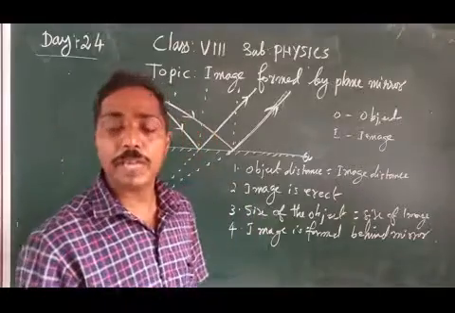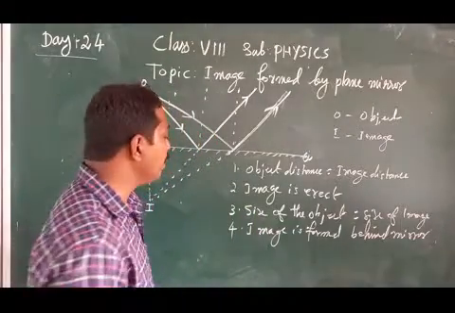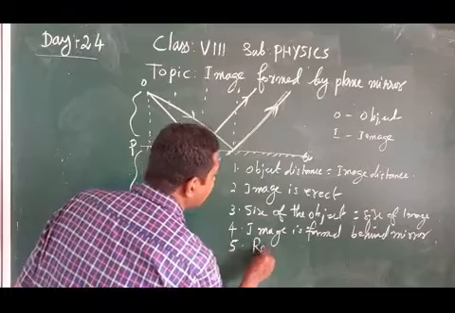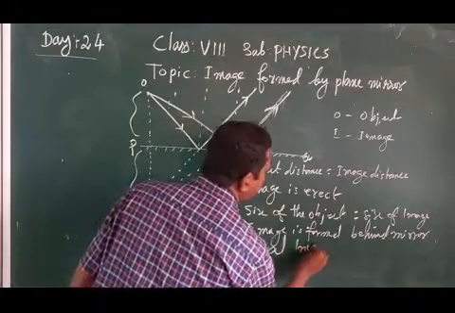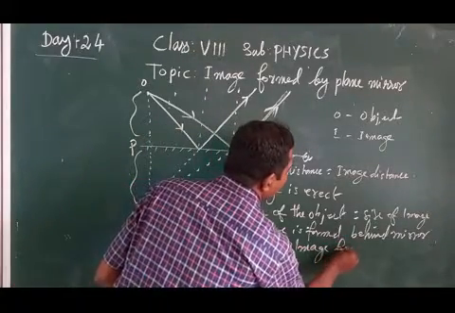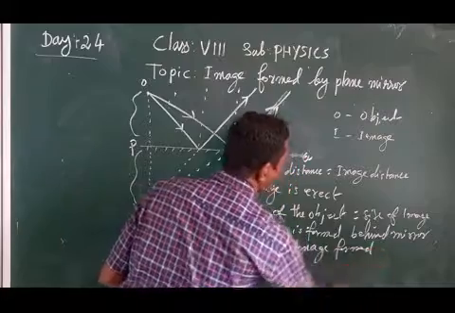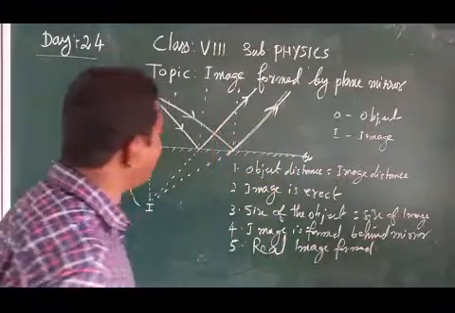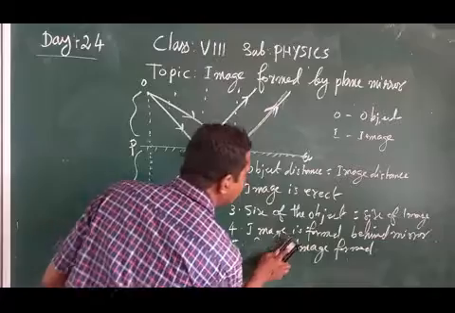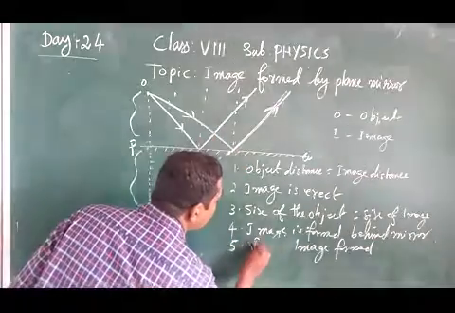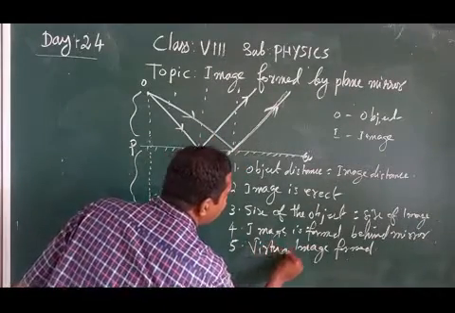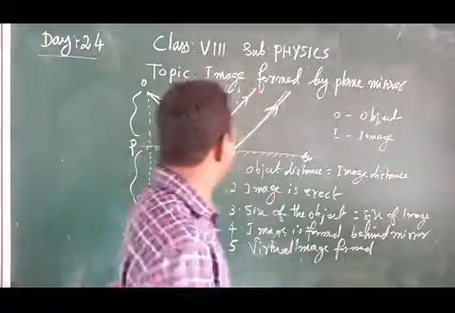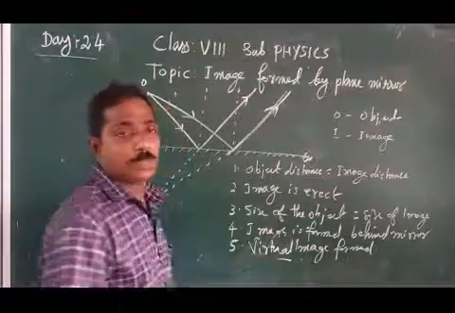Next property: an image that could be obtained on a screen is a real image. Real image is formed. It could be obtained on a screen, real image. But in the case of a plane mirror, it will form the opposite of real, a virtual image. So in the case of a plane mirror, we can write virtual image. Image formed by a plane mirror is a virtual image.